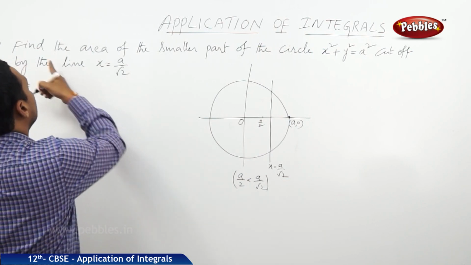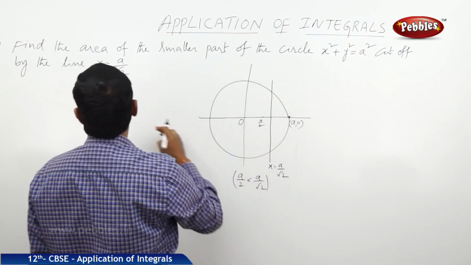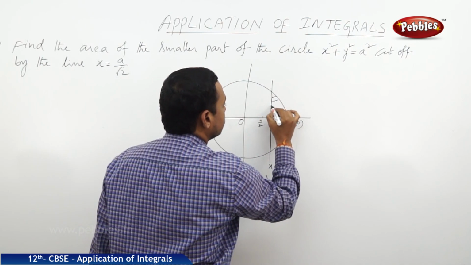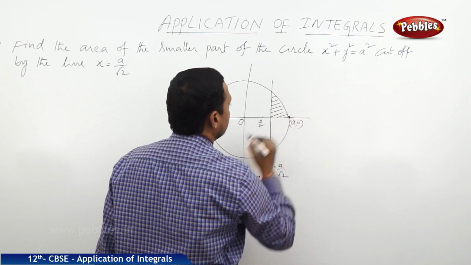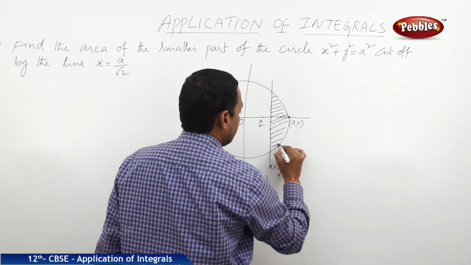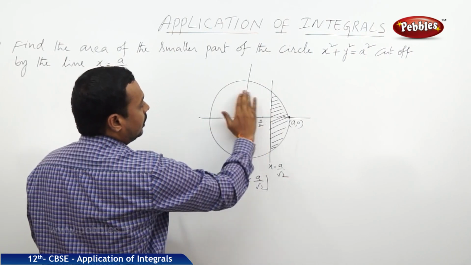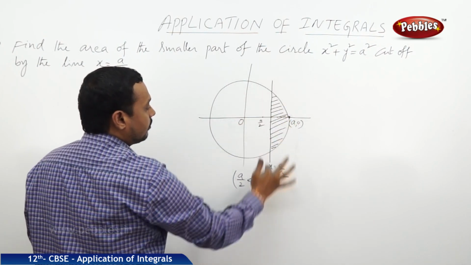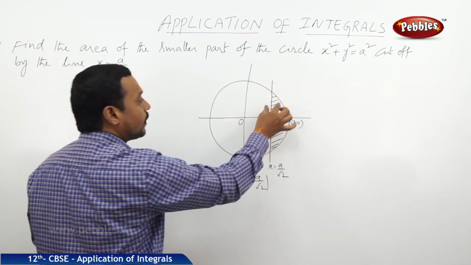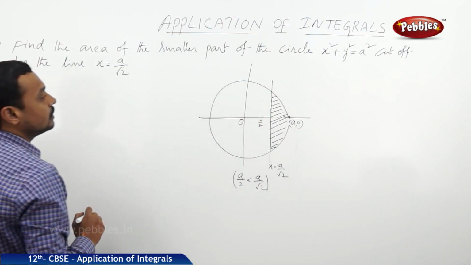Okay. Now, area of smaller part of the circle cut off by the line. Now, smaller part. So, here smaller part is this one. Now, this is the smaller part of the circle cut off by the line, and this is the greatest part or larger part of the circle cut off by the same straight line x is equal to a by root 2. But here we have to find area of this smaller part region only.